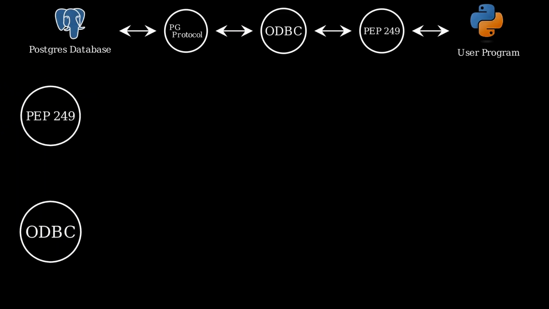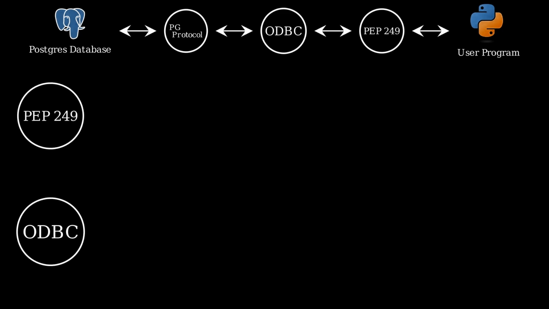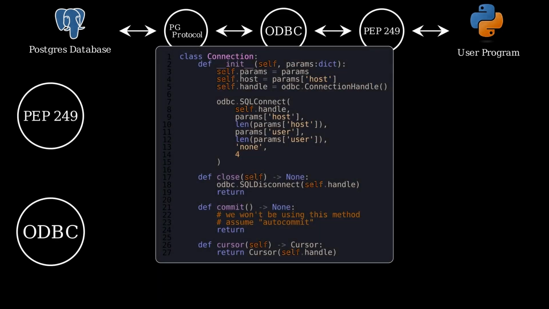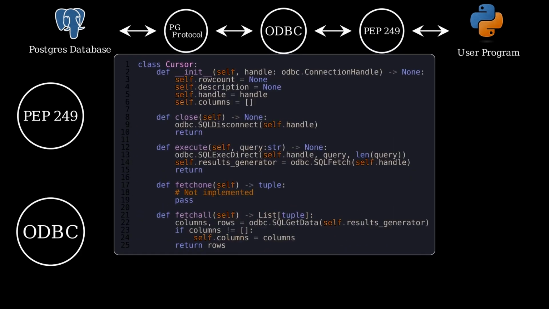Now we can complete the system by combining our ODBC Python implementation with a PEP 249 interface. We can use the SQL Connect ODBC method in the PEP 249 connection class, and we can use the SQL Exec Direct, SQL Fetch, and SQL Get Data functions with the PEP cursor class. This gives us an end-to-end Python native implementation of an ODBC driver.